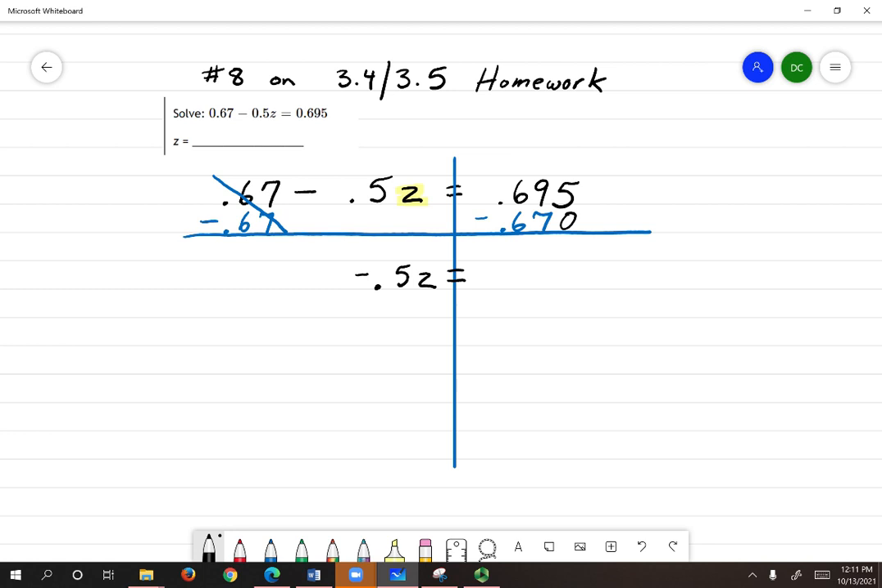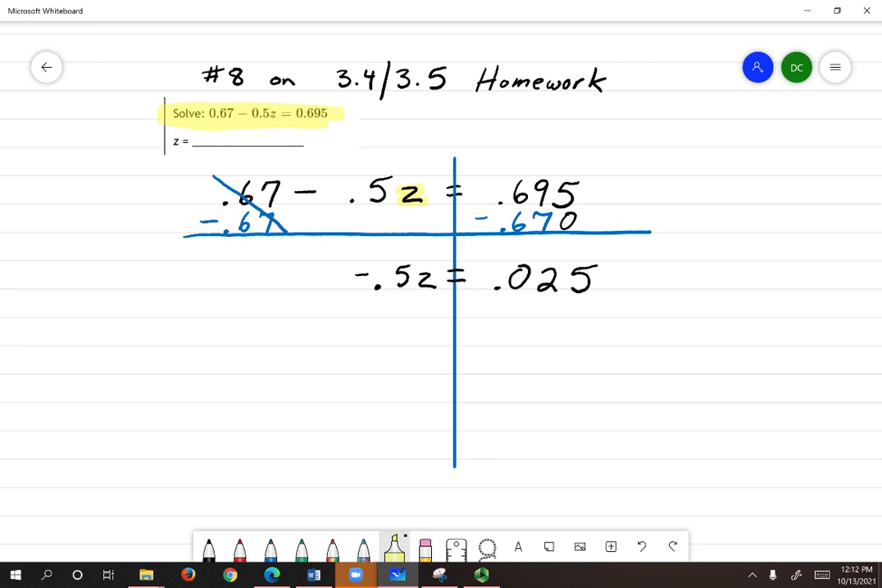And let's see, if I subtract this, I get a 5 and a 2 and a 0. So I get this, negative 0.5z equals 0.025. And what I meant to also mention at the beginning of this is notice on the equation, there is all these leading zeros. You don't have to keep those. 0.67 is the same thing as 0.67, so I don't really need that.